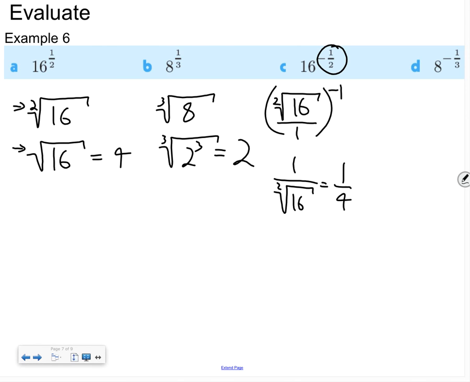My final example here, 8 to the -1/3 power. Again, I'm going to think of it as the cubed root of 8 to the -1 power. Well, the cubed root of 8 is 2, to the -1 power. Something to the -1 power, I reciprocate it, so I can get that this is 1/2. Okay.